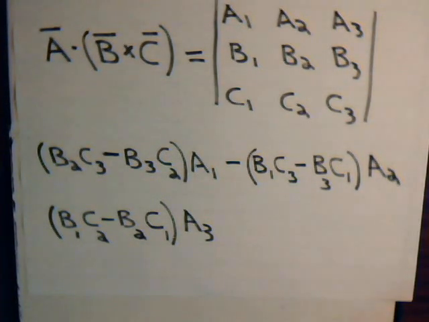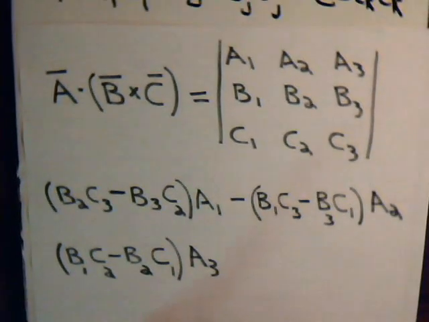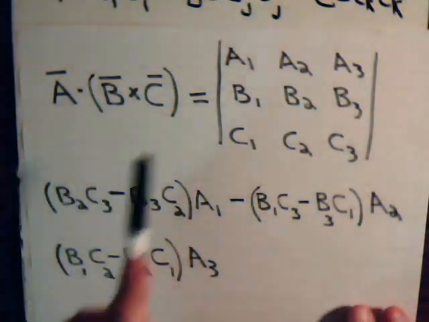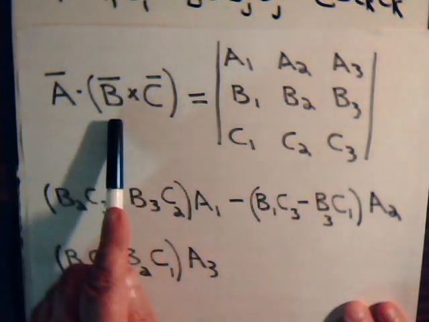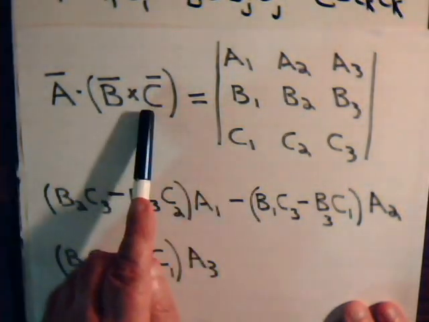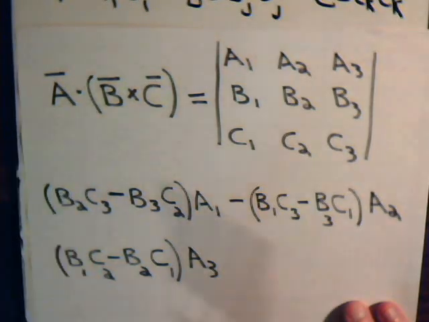And of course it is a scalar product because we are indeed taking the dot product of two vectors. B cross C gives us a vector that's perpendicular to both of these, and we're taking the dot product of that vector with vector A, which of course gives us a scalar expression.